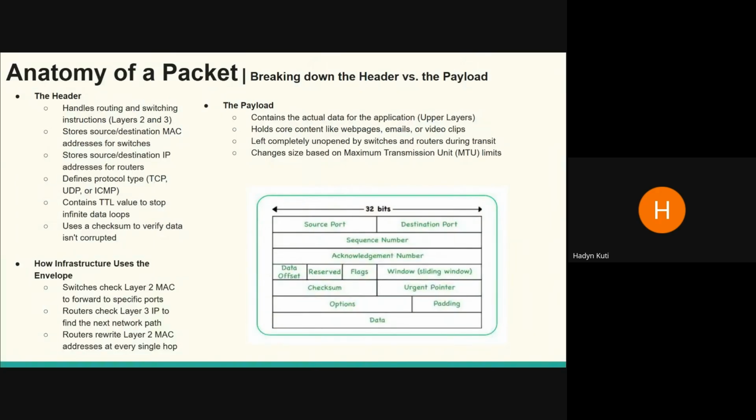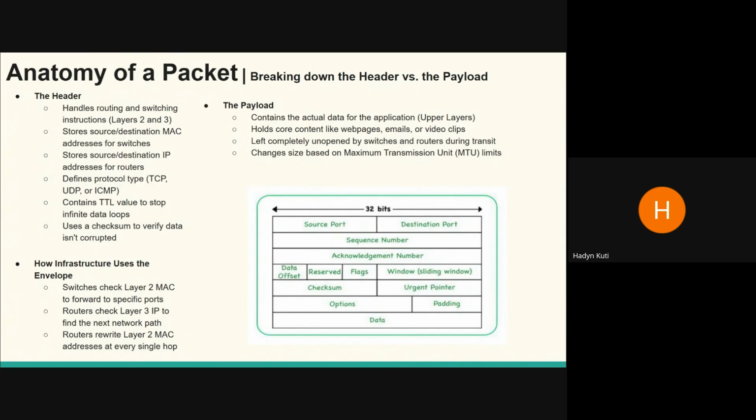So then we move into the anatomy of a packet. So the header operates at layer 2 and layer 3 to provide routing and switching instructions. You can think of this as the mailing envelope that wraps around your data, containing all the administrative metadata needed to get the packet where it needs to go.